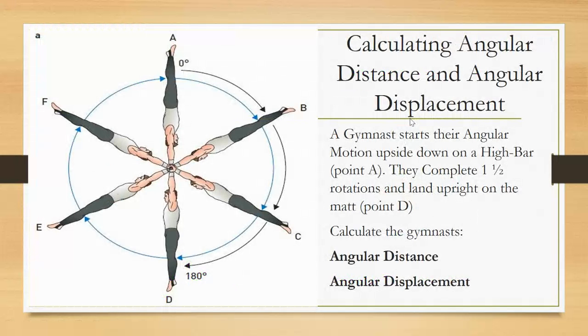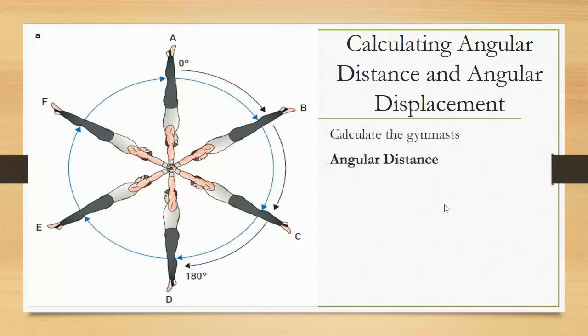So let's look at this in a little bit more detail. A gymnast starts their angular motion upside down on a high bar in point A, which, as you can see, that person upside down there at 0 degrees. They then complete 1.5 rotations, so once around and another half, and land upright. In point D, calculate the gymnast's angular distance and angular displacement.